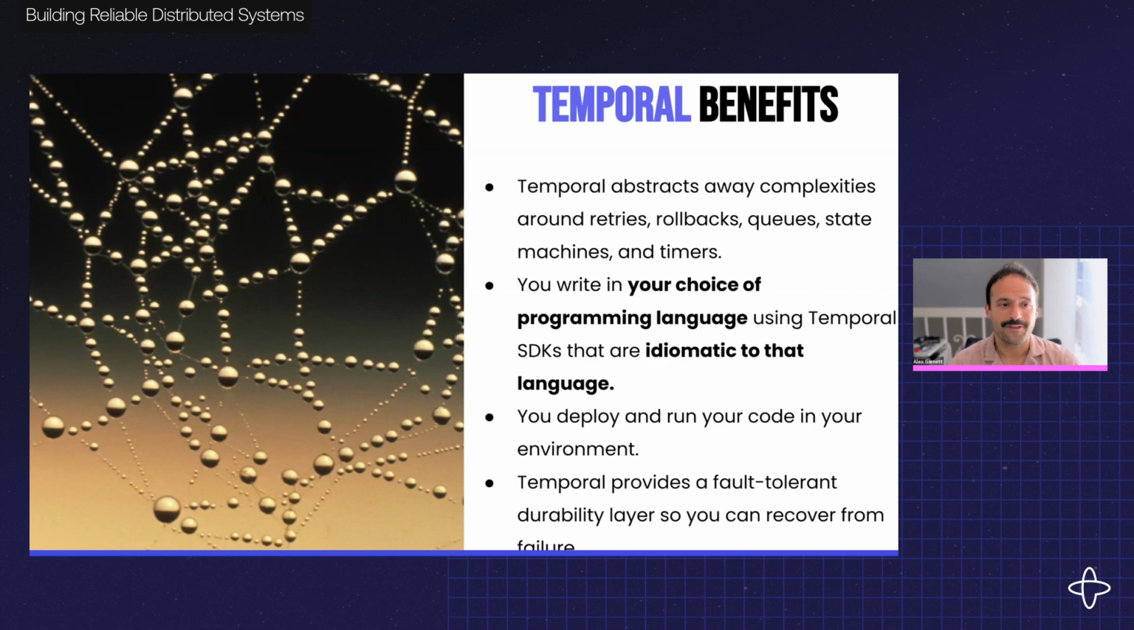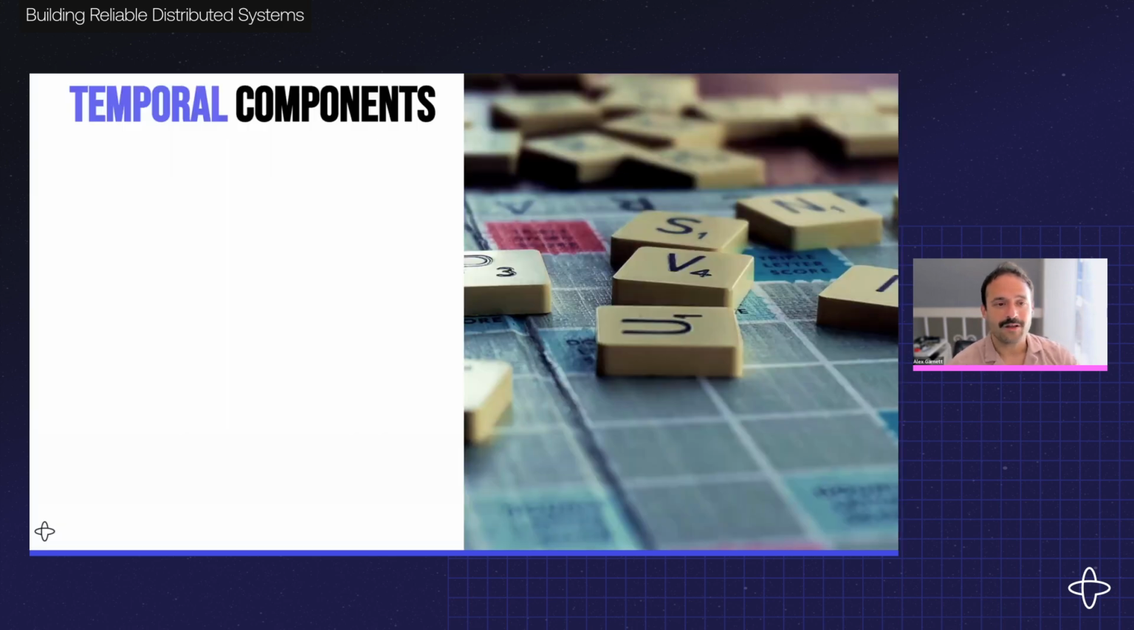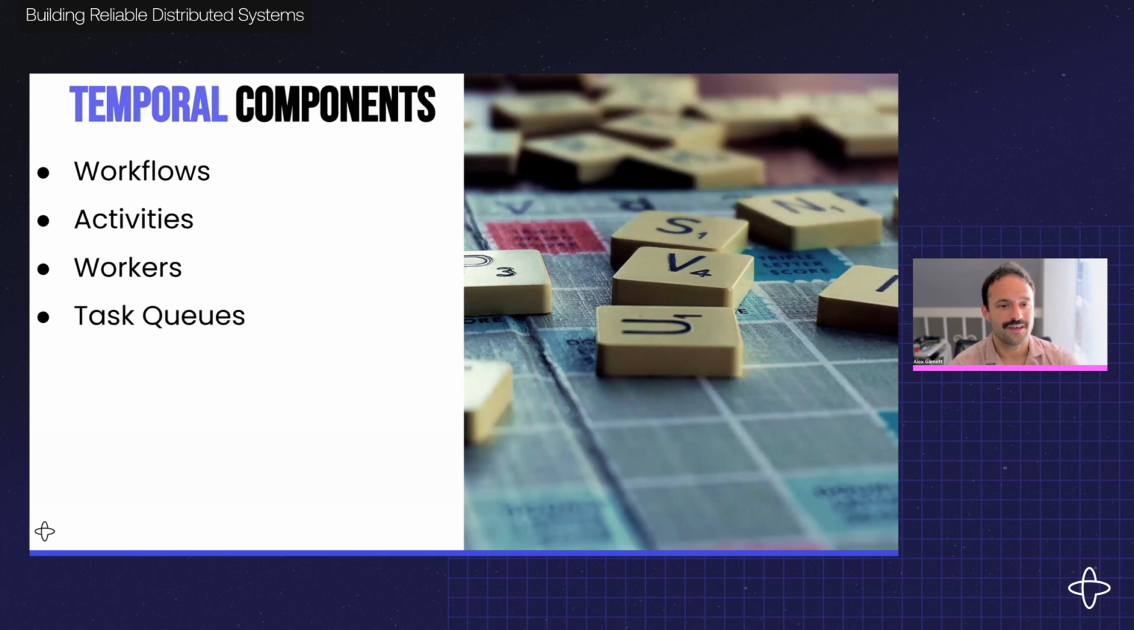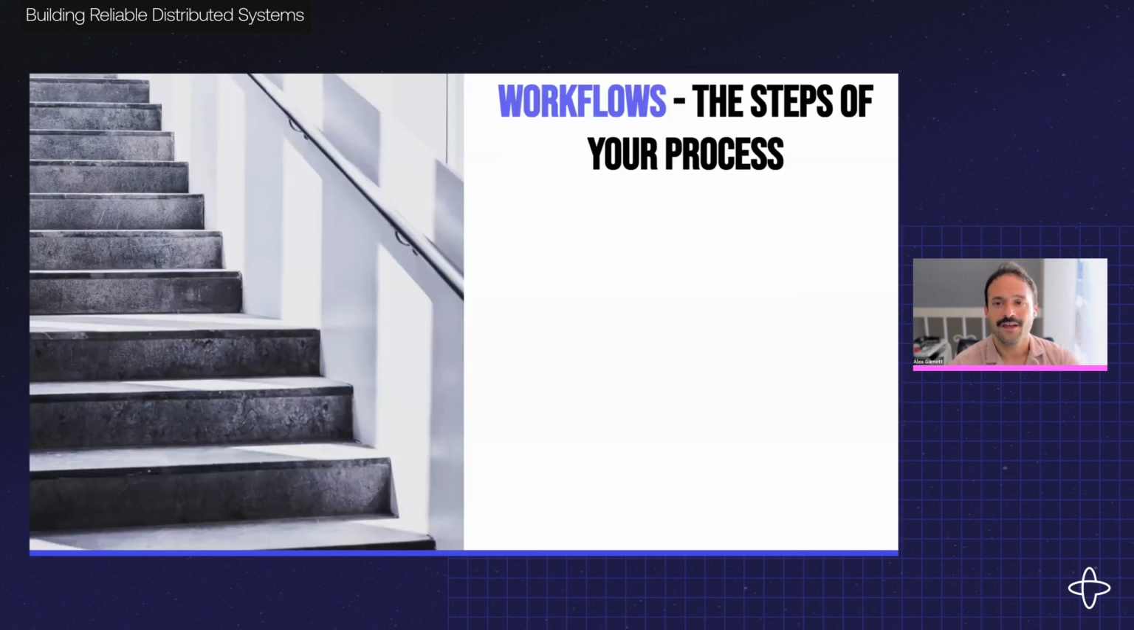Temporal provides a fault-tolerant durability layer so that you can recover from any unexpected failure or expected failure. We'll talk about that too in your applications. Okay, let's talk about the components of a Temporal application. Temporal applications have workflows, they have activities, they have workers. We use task queues to handle all that message passing. And there is the Temporal service, the orchestrator itself. All right, let's get into some of these individually.